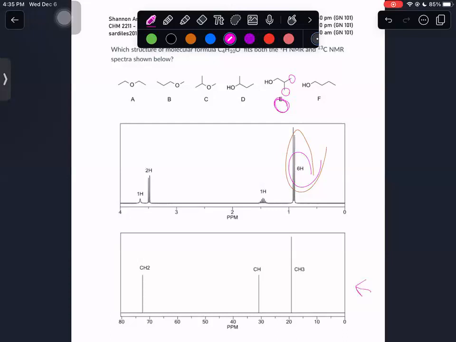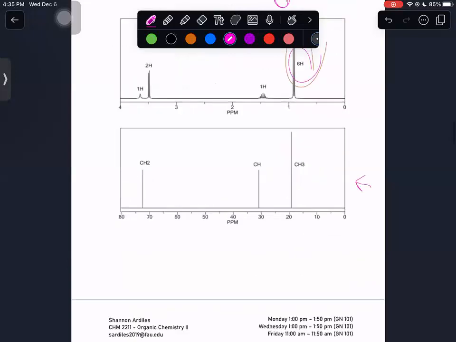This one is your CNMR graph. DEPT is the one that has the peaks at the bottom and at the top. It's slightly different, but they pretty much give you the same data, same ranges.